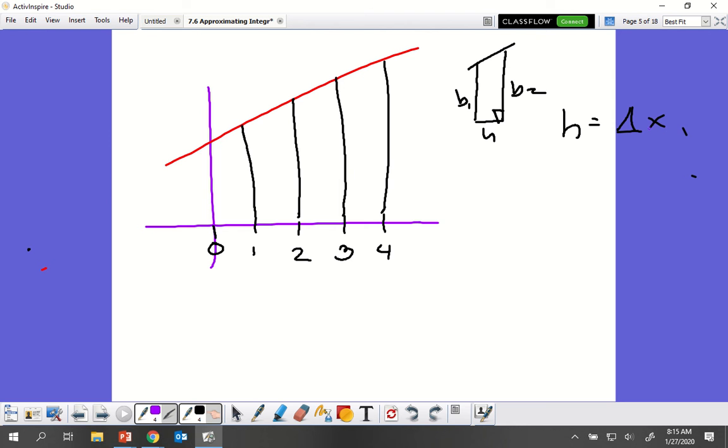So my h is same as delta x. Okay. And what do you think the b1 and b2 represent? The y values from my function, right? But in this case, it's from my left side and right side, isn't it? So in this case right here, it would be f of 1, right? So b1 would be the same as saying f of 1, okay? And b2 is f of 2, whatever that is, right?